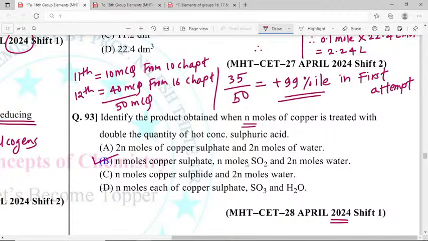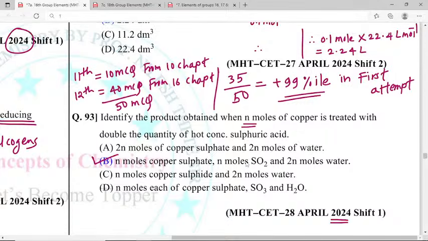2024 question. Please mention this. Such type of question is very, very important for your 26 exam. 2024, 2023, 2022.